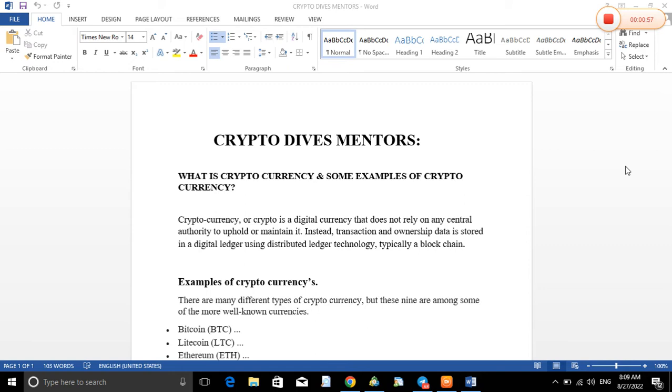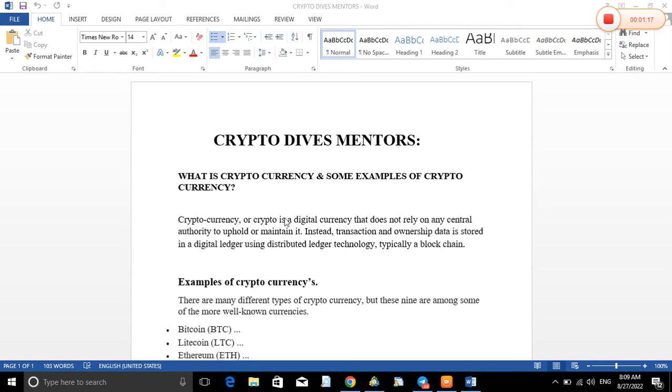Okay, with that brief introduction, let me jump into my notes and see what I have for you today. Now, our topic today is what cryptocurrencies are and some examples of cryptocurrencies. First, I want to explain a little bit about what cryptocurrency is.